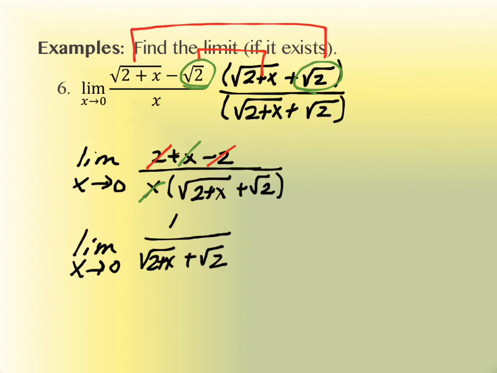Can I plug 0 in for x now? Sure can. What's it going to give me? All right, 1 over first, right? Good. 1 over square root of 2 plus square root of 2. What happens to that? This is 1 over 2 square roots of 2.